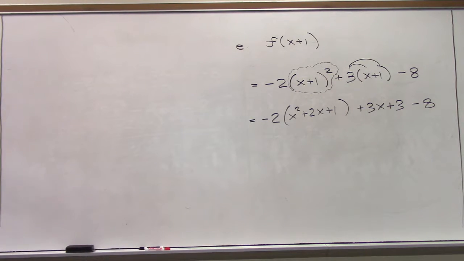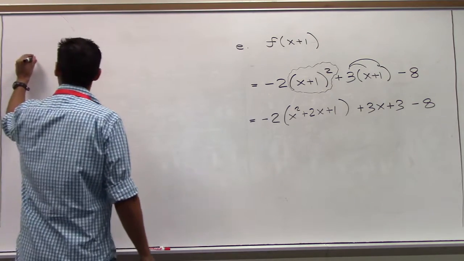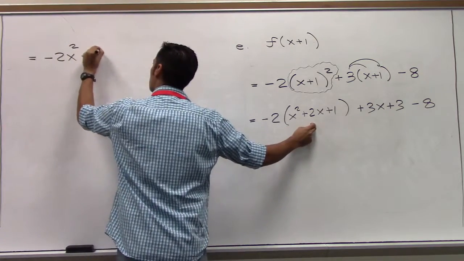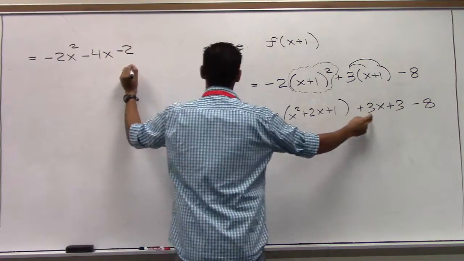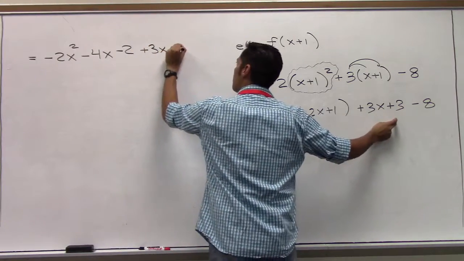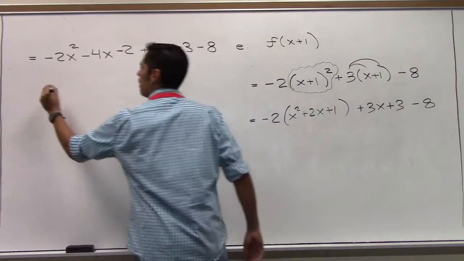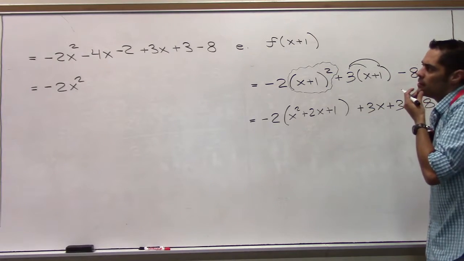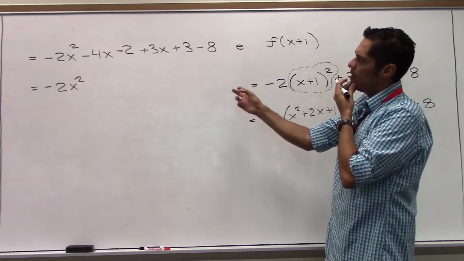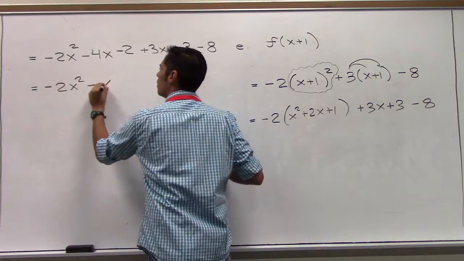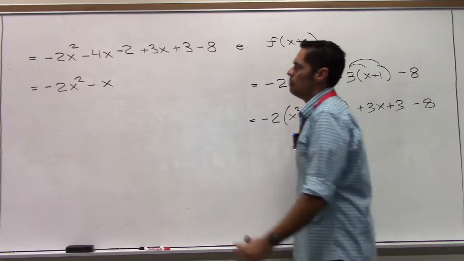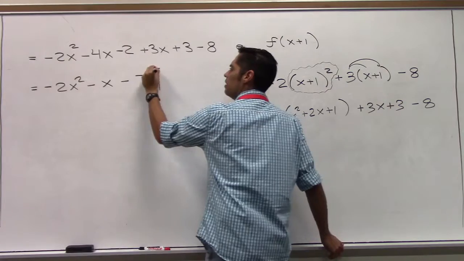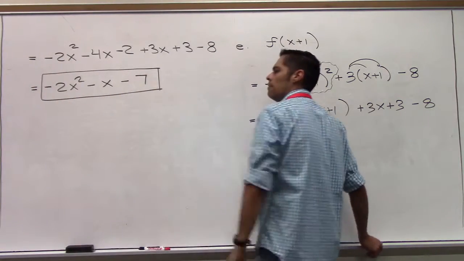And now pass the negative 2 through, and then we'll collect all like terms together. Minus 2, and then we still have plus 3x, and then plus 3 and minus 8. Negative 2x squared. Okay, how many x's do we have there? 2 terms, so put them together. Negative x. Negative x 2. Minus 6, 7? 7. Minus 7. There we go.